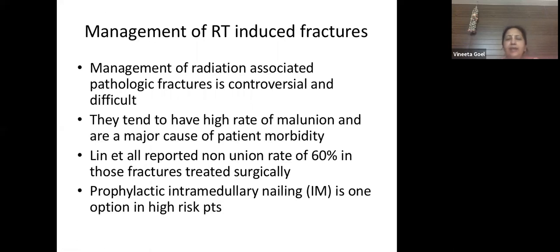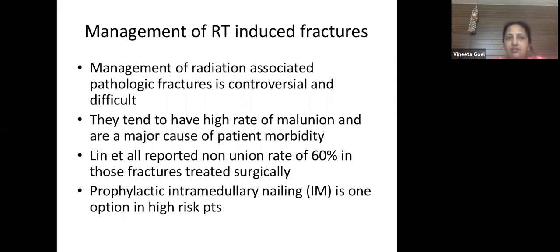Now, how do we manage these radiation-induced fractures? The management of radiation-associated pathological fractures is very difficult because the bone is already weak and fragile. And even when some fixation is done, they are very prone to malunion. The surgical fixation of these fractures is not very easy. So what is important is preventing these fractures. Now, how can we prevent these fractures? These fractures can be prevented in two ways.